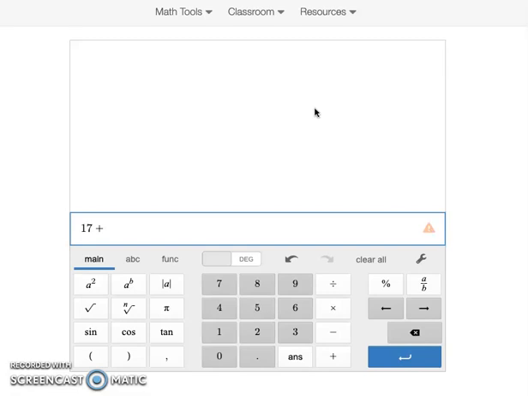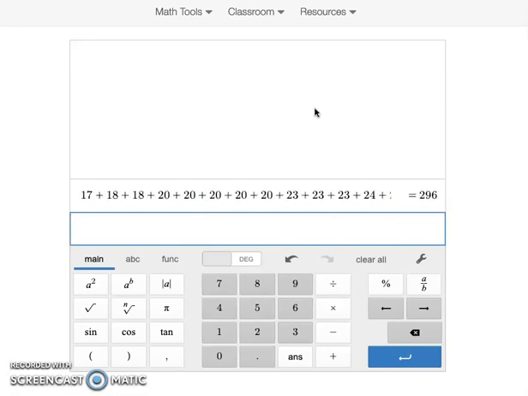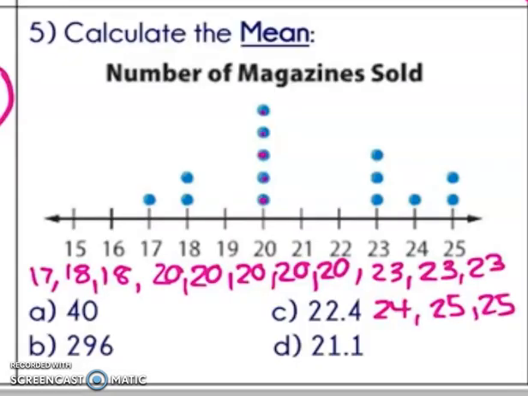I have 17 plus 18 plus 18 plus, I have 5 20s, so I got to make sure I get them all in there. 20 plus 20 plus 20 plus 20 plus 20. I have 3 23s. So I have a 23 plus 23 plus 23. We had a 24, and then we had two 25s. So our sum, what we get is 296, okay? So on my work, I'm going to show that when I added them up, I got 296.